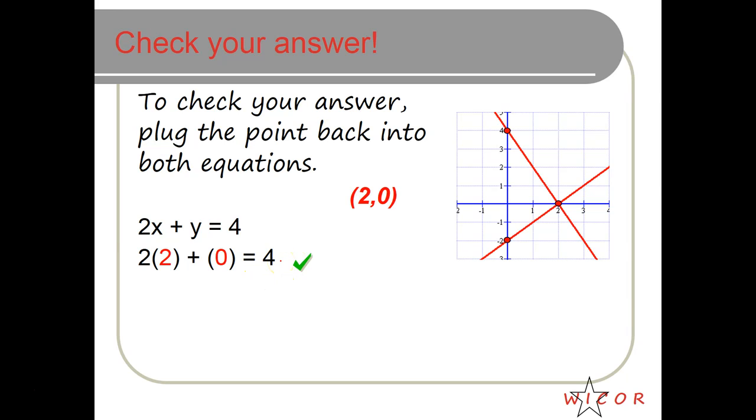However, it has to work for both equations, so I also have to plug it into the second one. So again, I'm going to take 2 and plug it in for x, minus my y, or 0. See, does it equal 2? Again, it does. 2 minus 0 is still 2, and my equation originally said it did equal 2. So we do, in fact, have the right answer. So this is just one example of how to solve systems of equations by graphing.